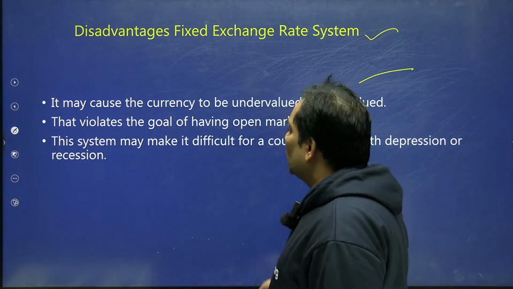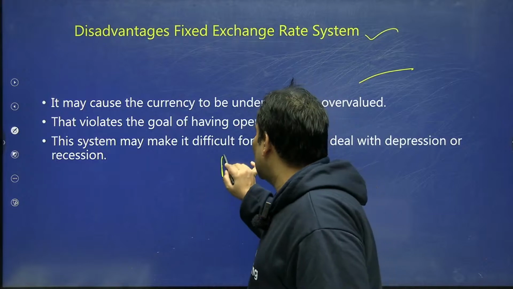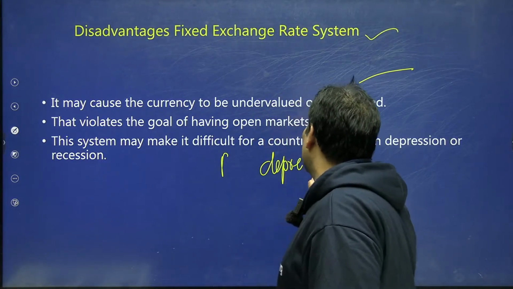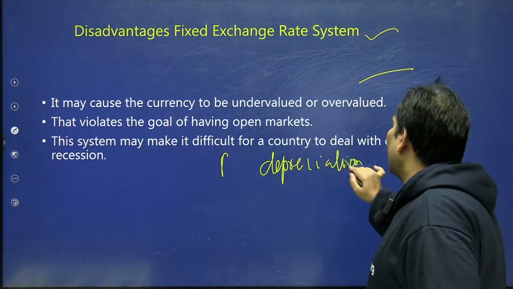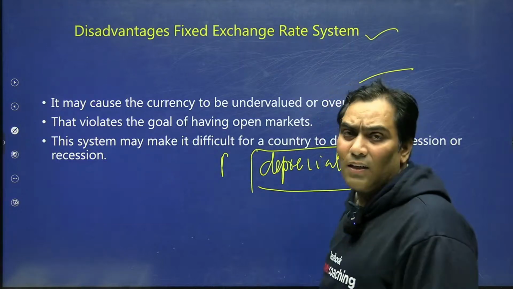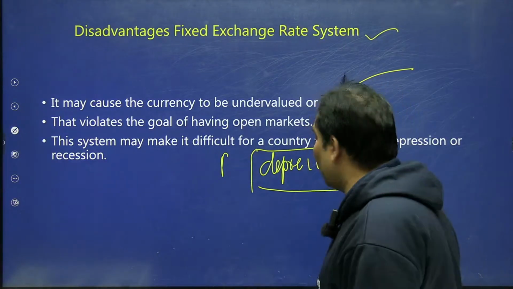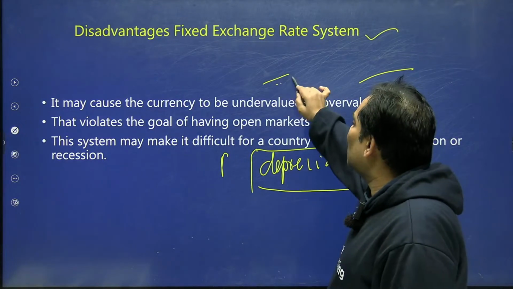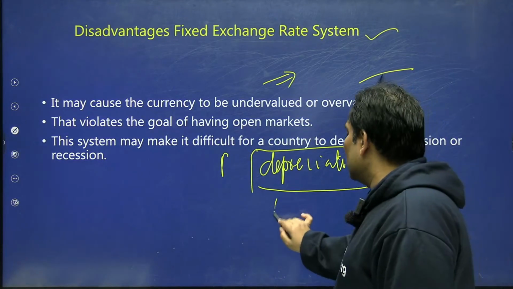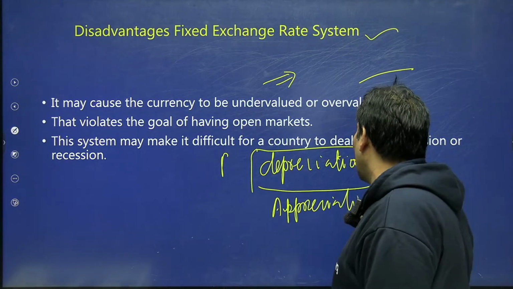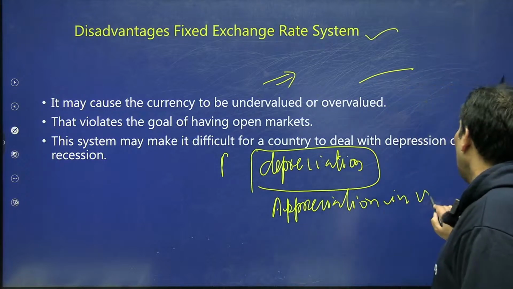Why, when there is appreciation or depreciation in the value of currency? Suppose in the flexible exchange rate system, there is depreciation in the value of rupee. Why is there depreciation in the value of rupee? We can say that depreciation in the value of rupee is nothing but appreciation in the value of dollar.